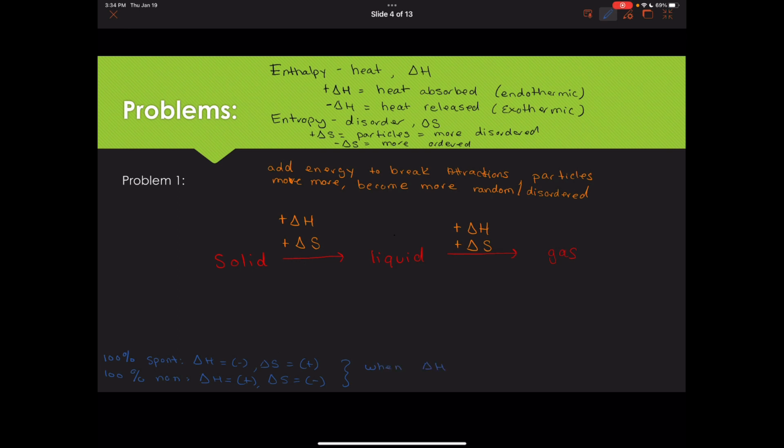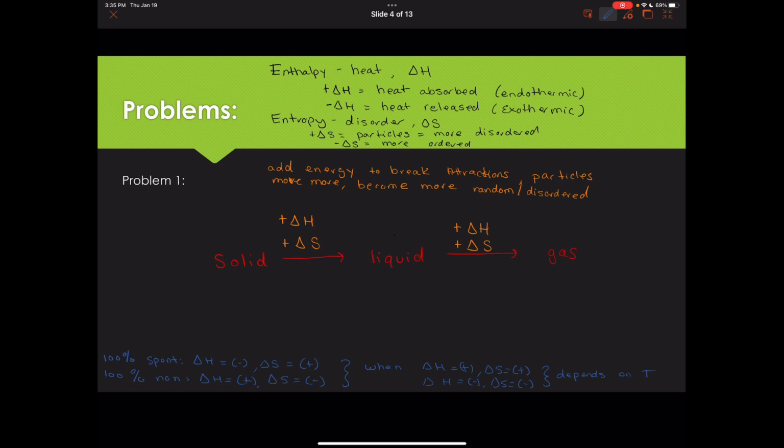When delta H is positive and delta S is positive, or when delta H is negative and delta S is negative, it's going to depend on temperature. So we're going to have a temperature at which our spontaneity changes.